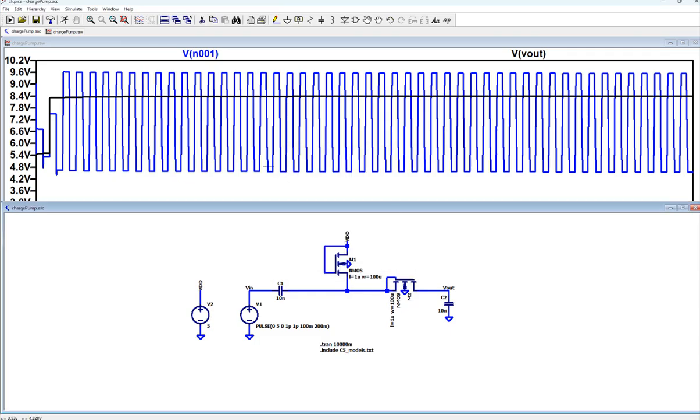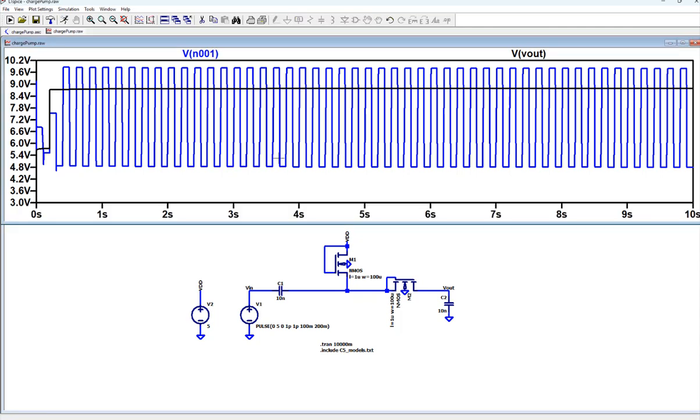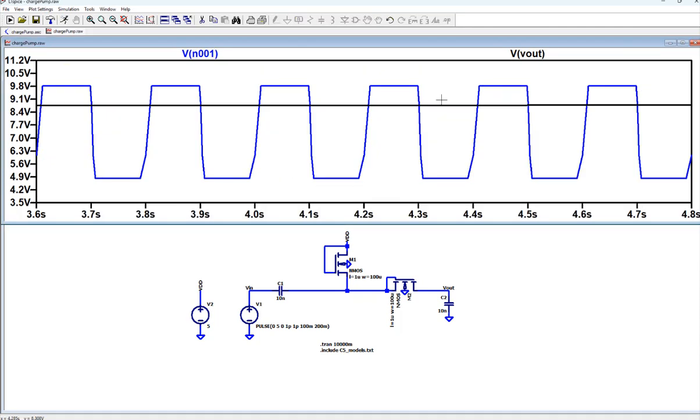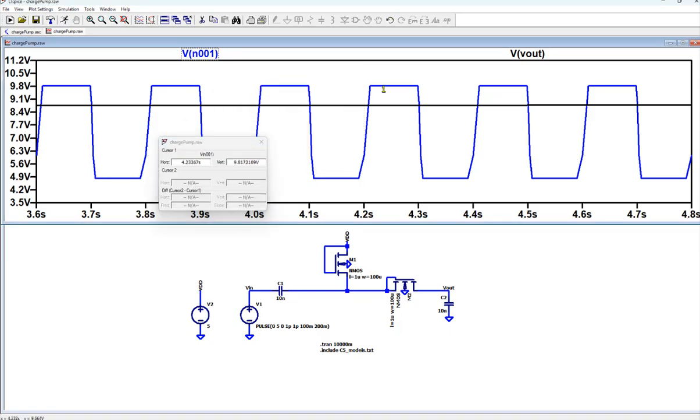Okay, so we got enough current to charge up the capacitors. It goes up a little bit. Now let's probe this guy. Let's look at this one first. We're getting 9.8. 2 VDD minus 0.8 should be 9.2, but now it's 9.8. And this one is 4.8. Shouldn't it be 10 minus 0.2?